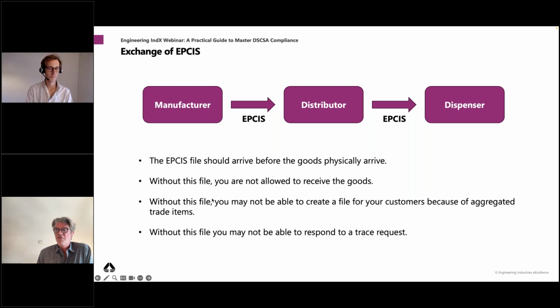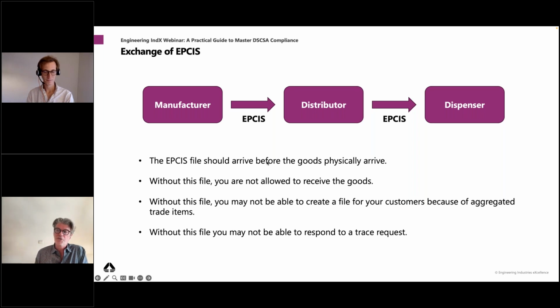What is also important, you also need to provide a file to your clients. But if you don't receive a file with IPCS information, it might become very difficult to create a file, especially if you have aggregated items. Because if you receive a case that contains 50 items and you ship that case, then you can scan that case. But how do you know what is in the case? Because you need to provide it to the second level. So it's very important that you have that information, because if you don't have that information, you cannot send the information. So that is very important.